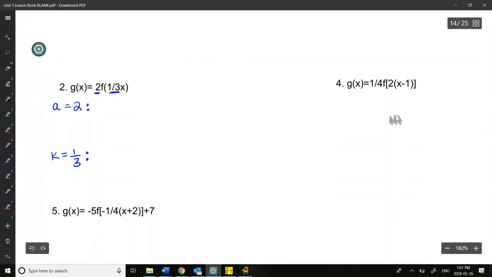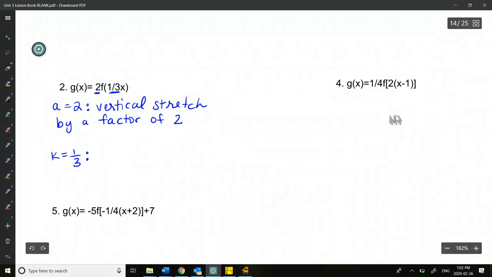Okay, can somebody tell me how we would state the transformation using what we just wrote above on the previous page? How would I write the transformation for when A equals 2? What does this do to my graph, and what is it by a factor of? Paige? It is a vertical stretch by a factor of 2, that's right. Okay, K is a little bit more challenging, so you have to kind of use the reciprocal of this.